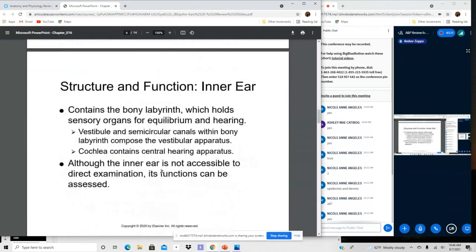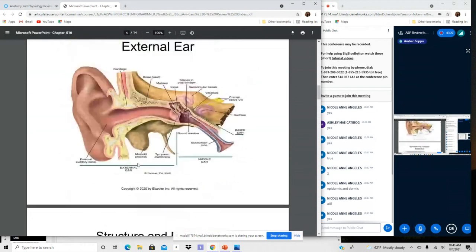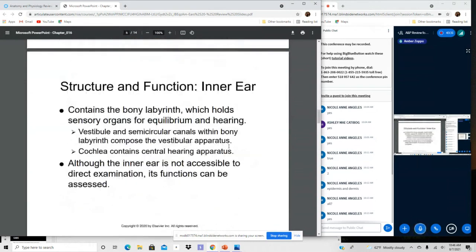Now we're going to go on to the inner ear, which is this part over here. Okay? The inner ear contains the bony labyrinth, which holds sensory organs for equilibrium and hearing. Vestibular and semicircular canals within the bony labyrinth compose the vestibular apparatus. The cochlea contains the central hearing apparatus. Although the inner ear is not accessible to direct examination, its functions can be assessed.